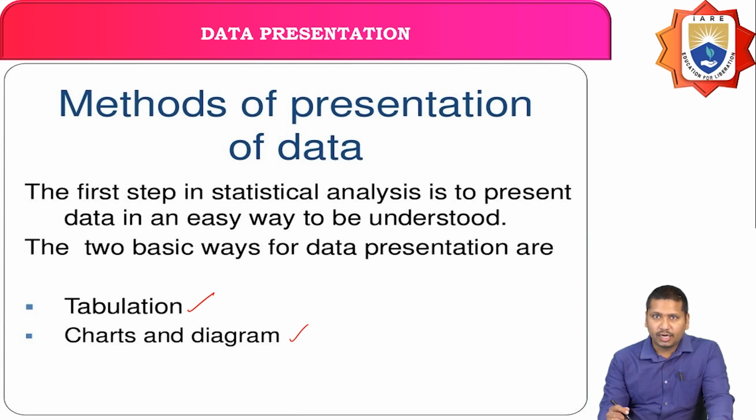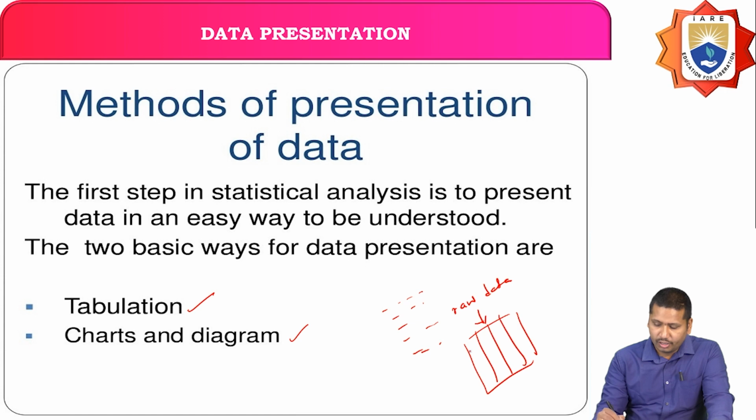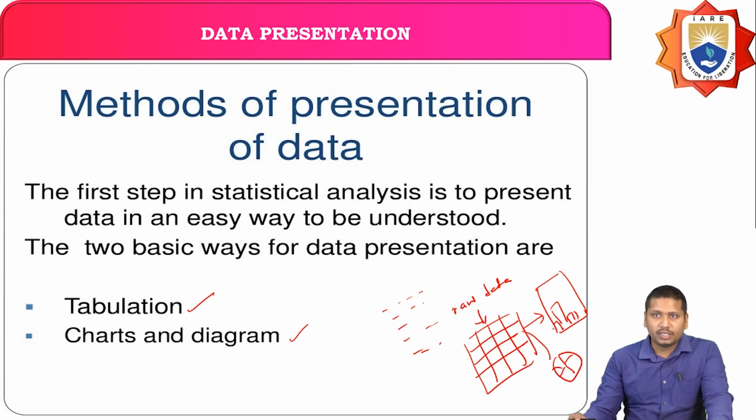The first step in statistical analysis is to present it in an easy way. Whatever data we get is in the form of raw data. This data can be represented clearly in the form of a table, or in the form of charts, such as a bar chart or pie chart, or in the form of a pie diagram. These are the simple ways of presenting the data.